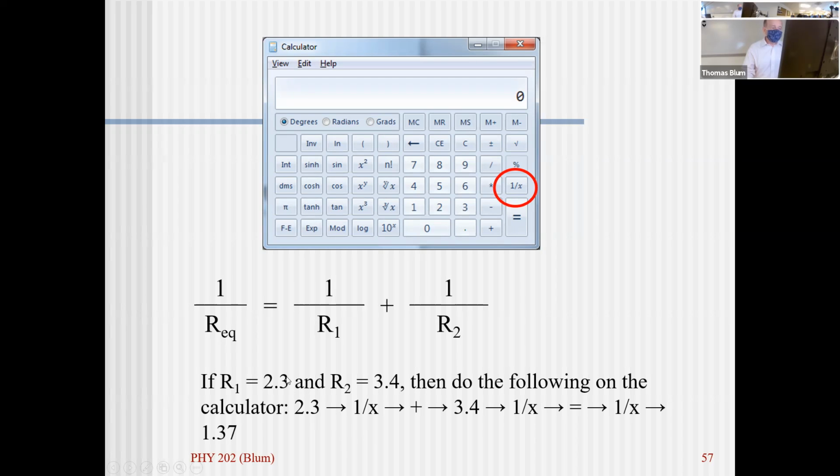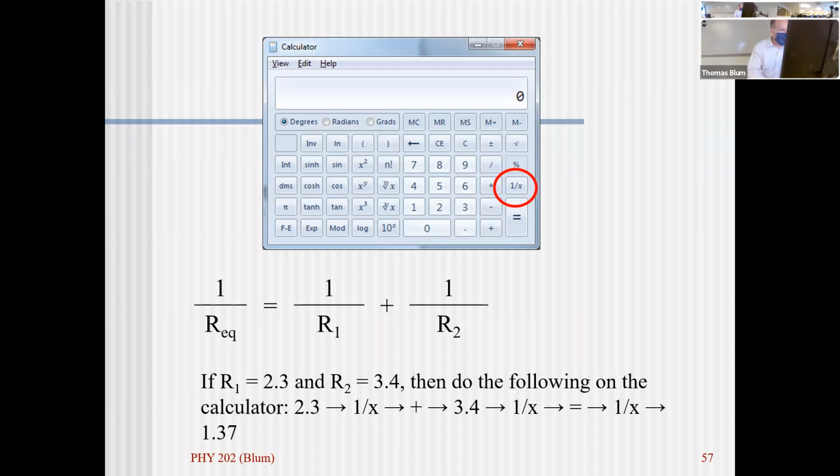And so you put in a number and a reciprocal. And then that guy's ready. And then you do a plus and a number and a reciprocal. And now that guy's ready. You perform the equals to go back and actually execute the addition. And then you need one final reciprocal. If you know a different way, you can use it. I don't care.